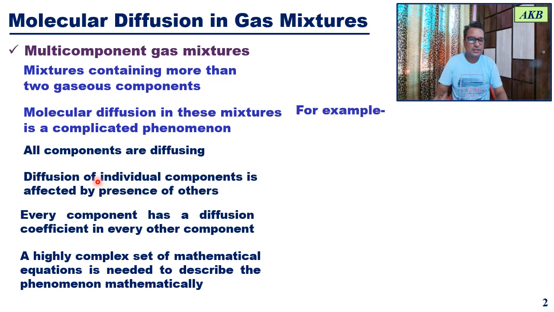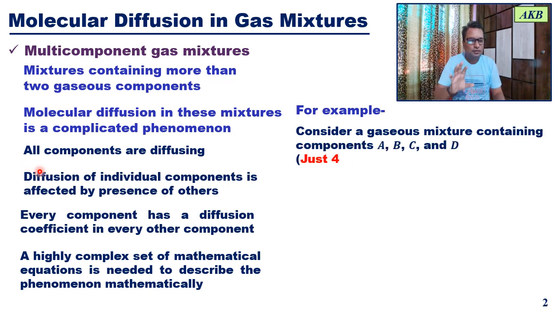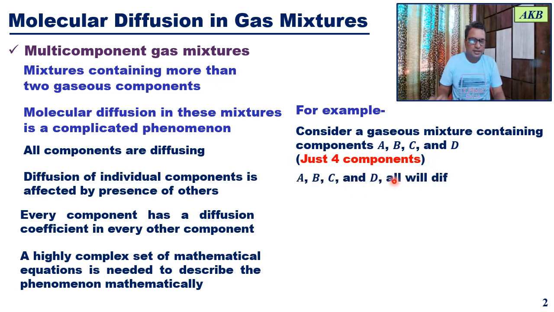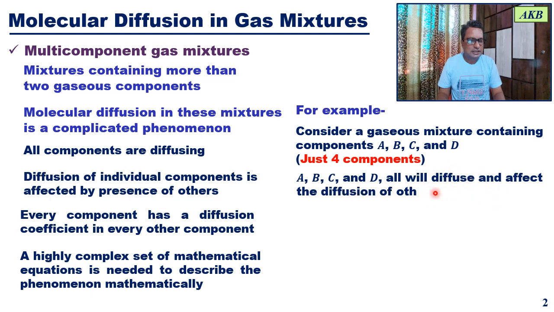Okay. So for example, let us consider a simple case. I'm calling it simple even though there are four components in it. Which four components? We are considering a gaseous mixture that is containing A, B, C and D in it. Just four components. Why am I saying just four components? Because there may be situations where there are 5 components, 6 components, 10 components in the gas mixture. So even for a mixture that is containing 4 components in it, you have a quite complicated situation.